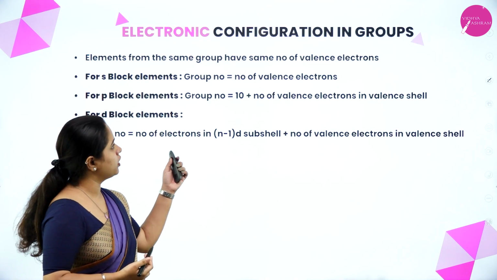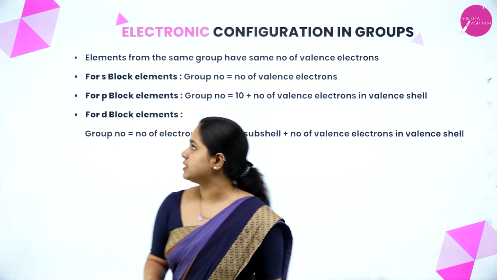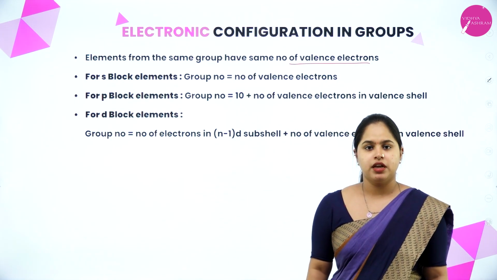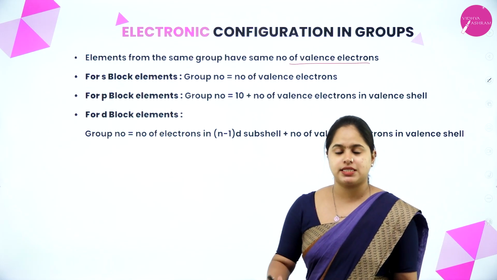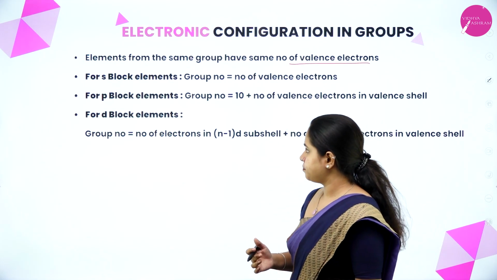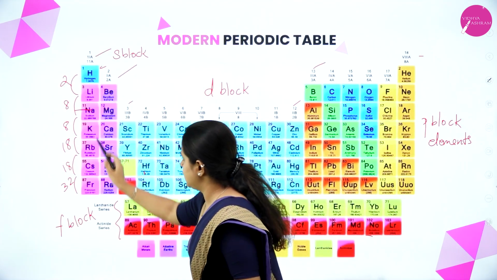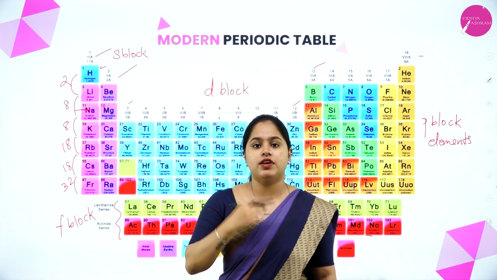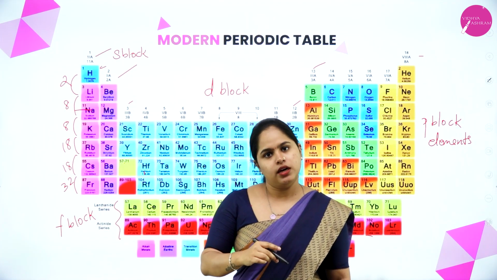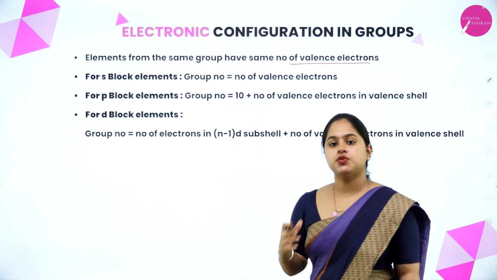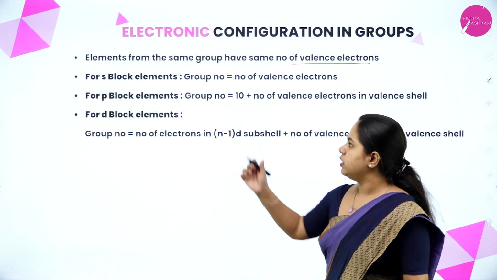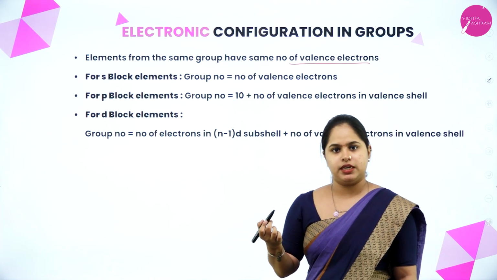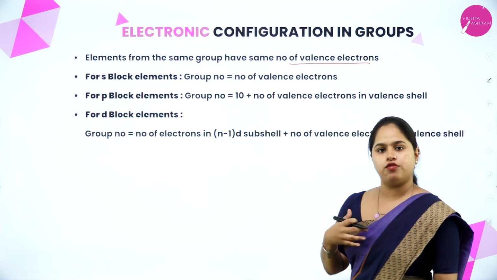Now moving on to electronic configuration in groups. Elements from the same group have the same number of valence electrons. The number of valence electrons will be the same as we move down a group. That means if I am taking the first group elements, all of them will have the number of valence electrons as 1. So in a group, all the elements have the same number of valence electrons. Now, how to determine the group number? For S block elements, the group number will be equal to the number of valence electrons.